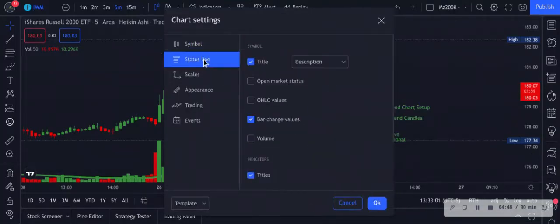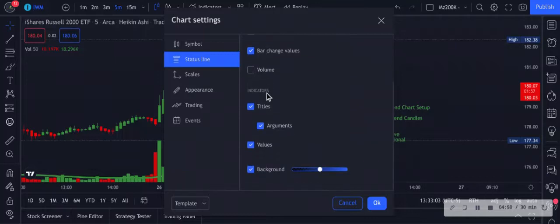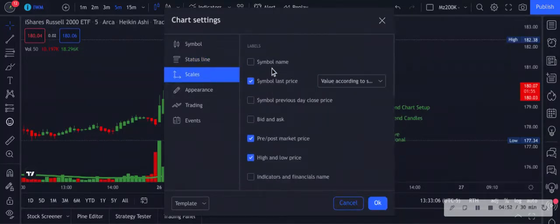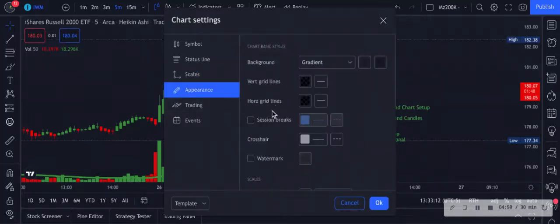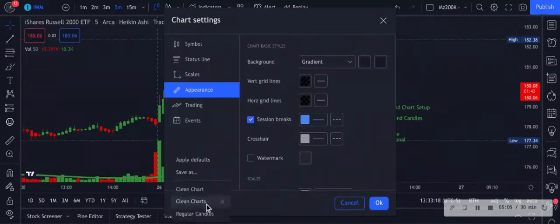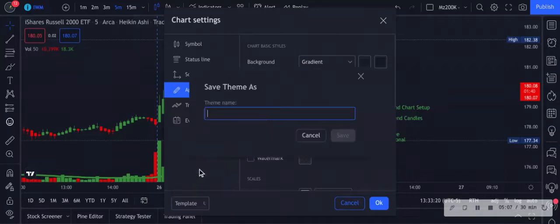And a little hack that I just found today. Where is it? Session breaks right here. So turn session breaks on so you know that it is a new day. And I'm going to save this again as clean chart. Every time you make a change to your chart, you want to resave it.